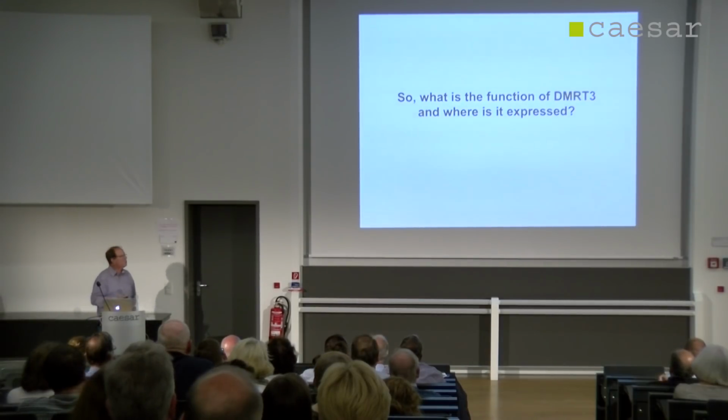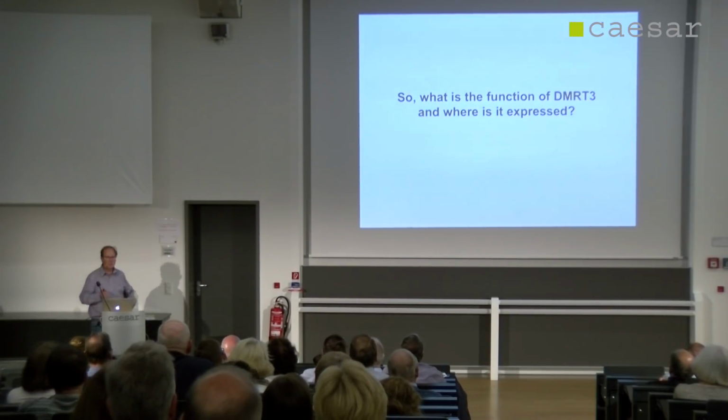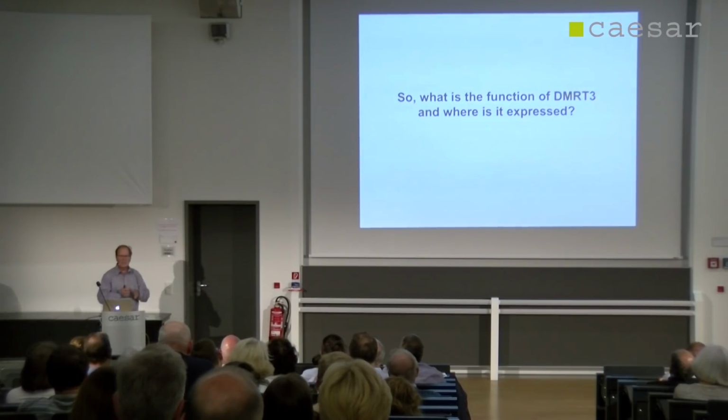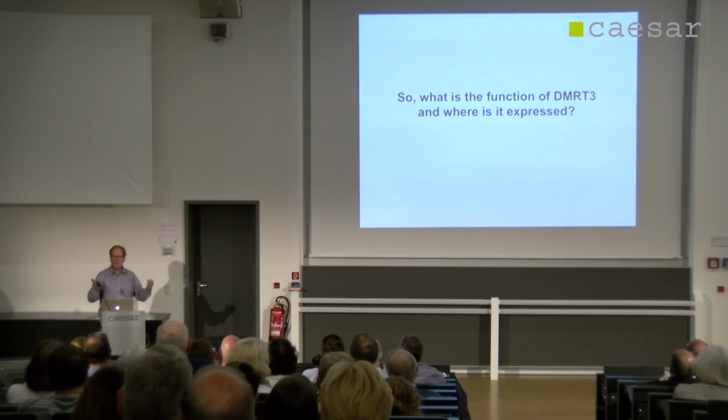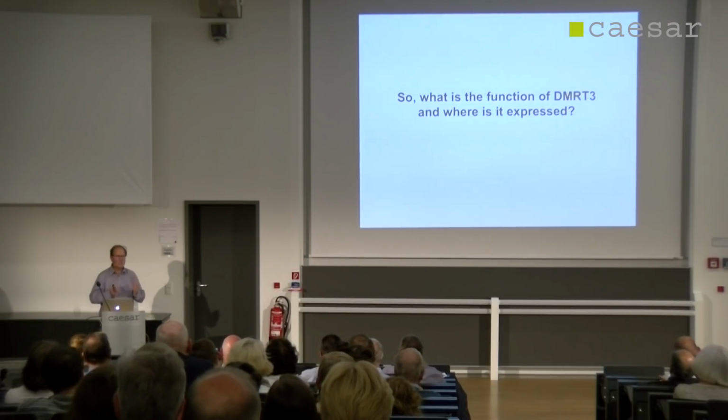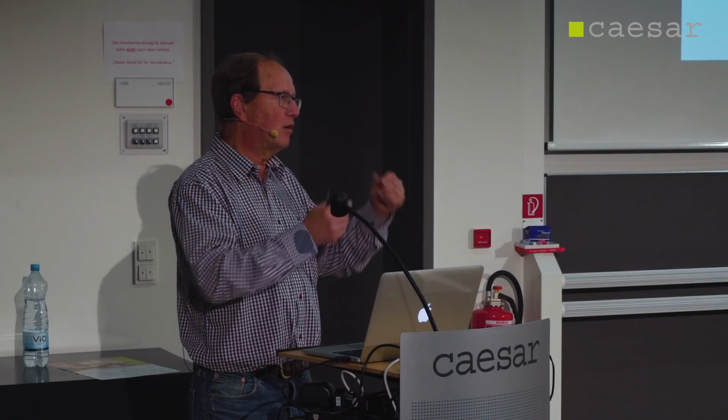So what is the function of the DMRT3 and where is it expressed? So this is what I think is when genetics is really beautiful, because we use the genetics to prove that this mutation is changing the gait of horses. The next question is, of course, what does this gene do? But we discovered the gene completely without any knowledge of its biological function, purely by comparing the genetics of horses having different gaits.